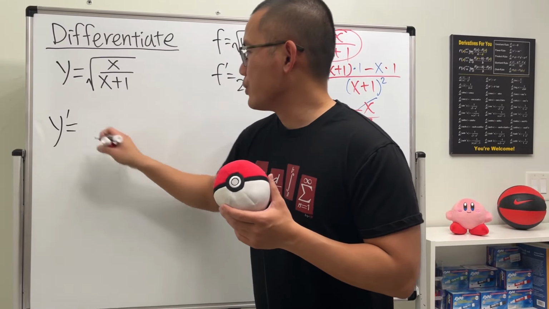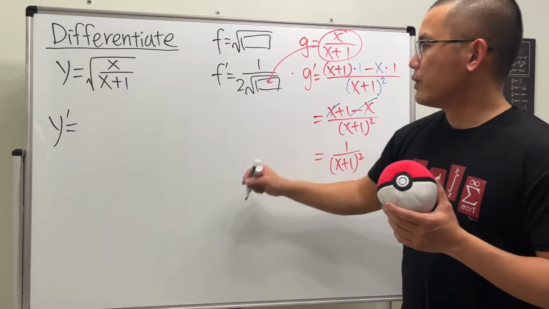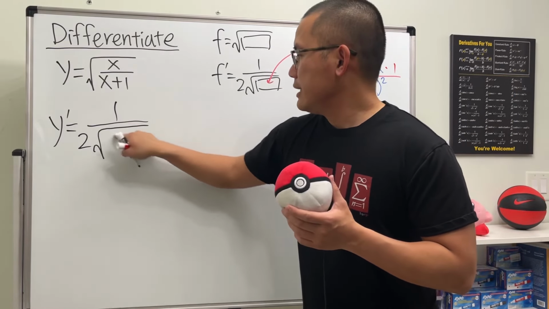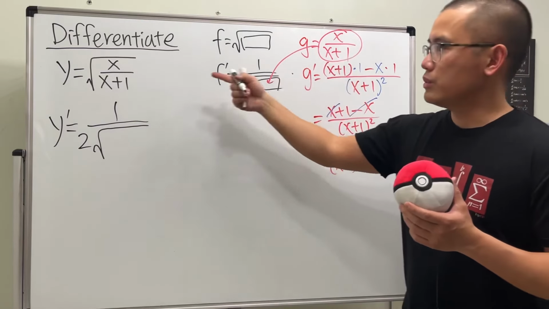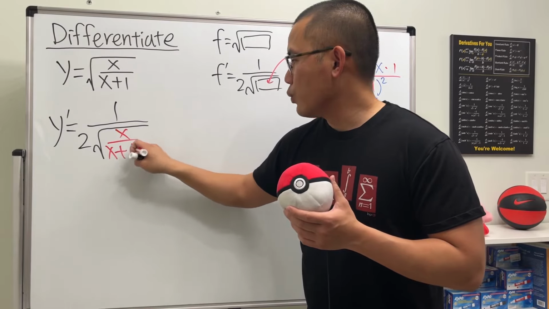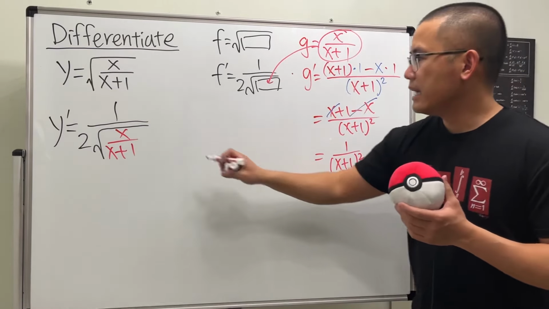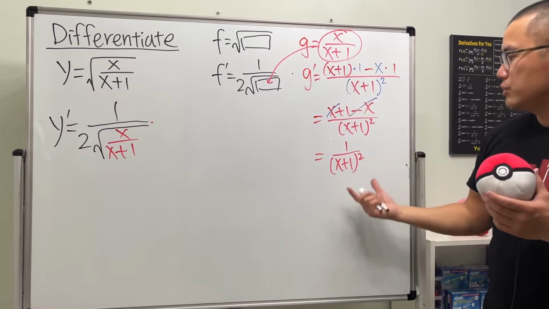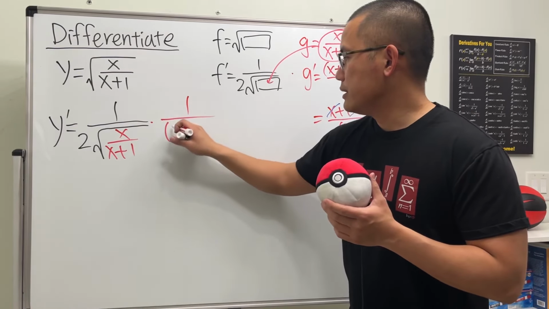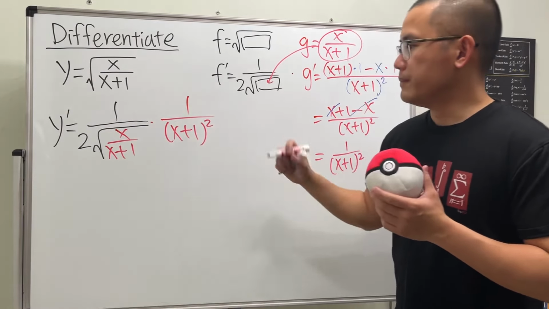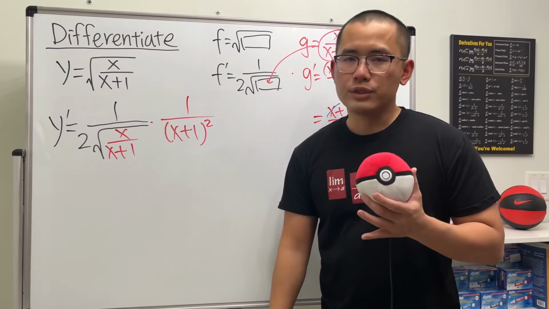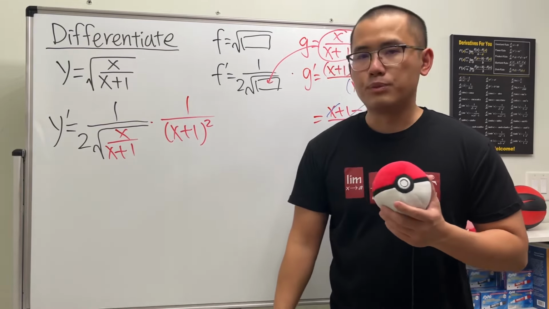Now let's put this down right here. y prime is equal to, first we have 1 over 2, and then open the square root. Inside here, we put down the g function, which is the original inside, right? So that's x over x plus 1. And then we multiply by the derivative of g, which is what we found earlier, and I will just write it as 1 over parentheses x plus 1 squared. So that's pretty much it for the calculus part, and then we will just have to do some algebra to simplify this expression.